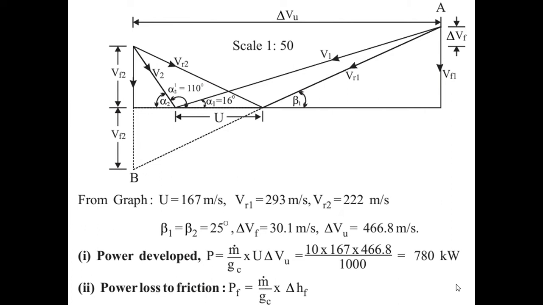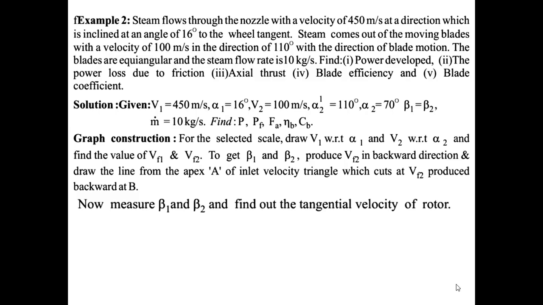Excuse me, sir. Can you please explain obtaining V2 once again on the graph part? V2 is given in the question as 100 meter per second velocity. Okay, sir. But which velocity is the point of the question, whether it is VR2 or V2? Okay, sir, that is decided by the 110 degree with the direction of blade motion U.